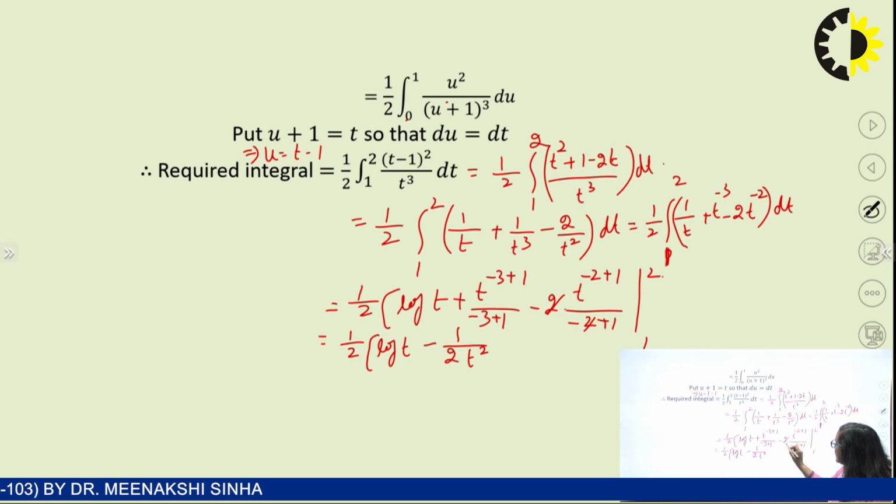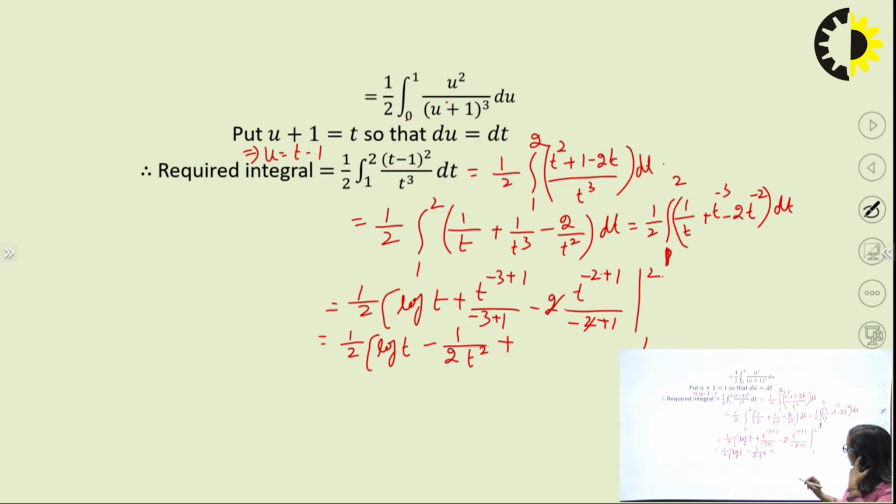This 2 will cancel out. Minus minus will become plus. This is t to the power minus 1, which I take. Sorry, it's minus 2 plus 1. So minus 2 plus 1 gives you the value minus 1. Minus minus will become plus, giving you the value 2 upon t from the limit 1 to 2. So this is the value I am getting over here.